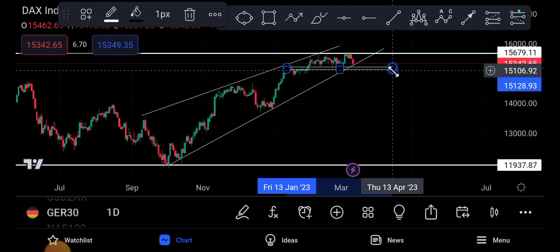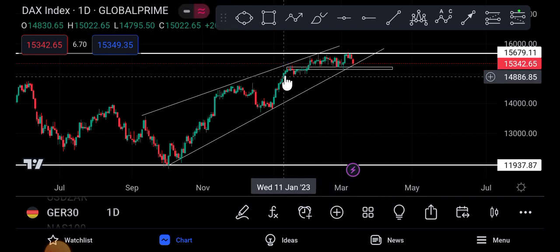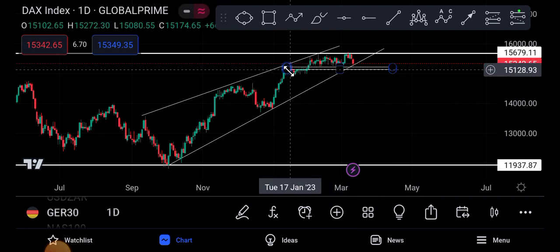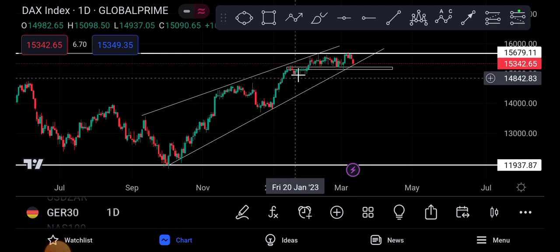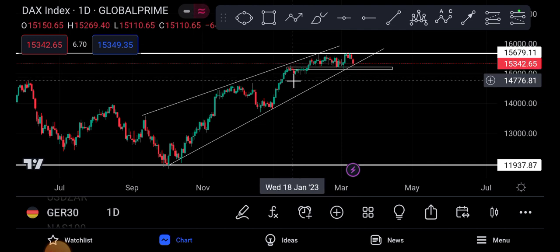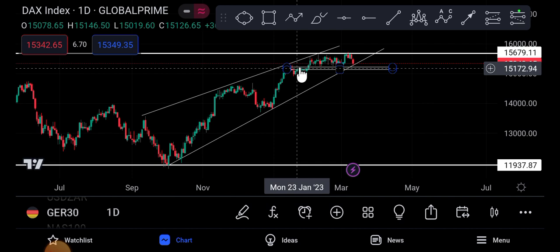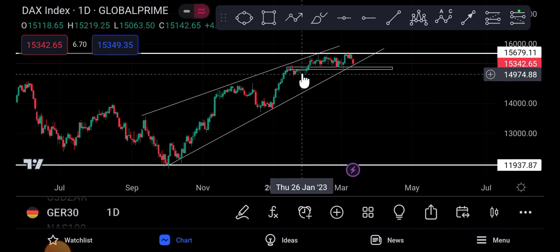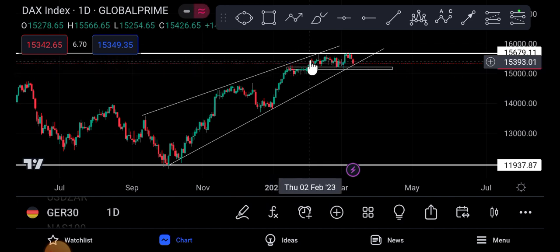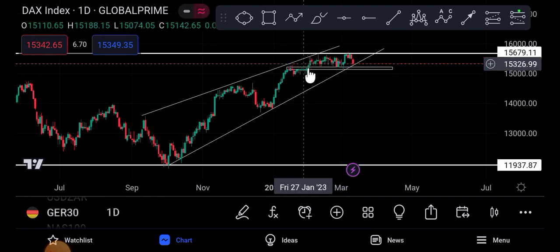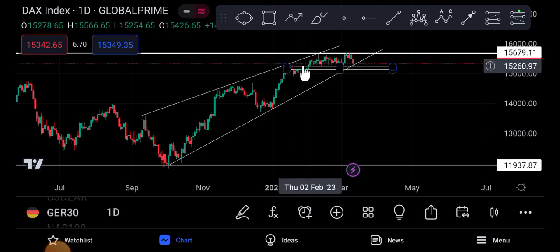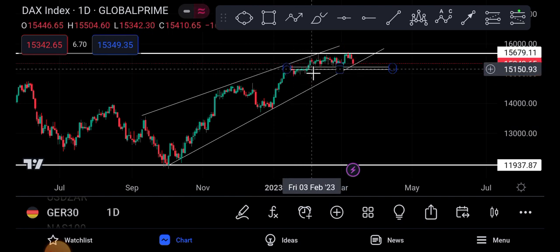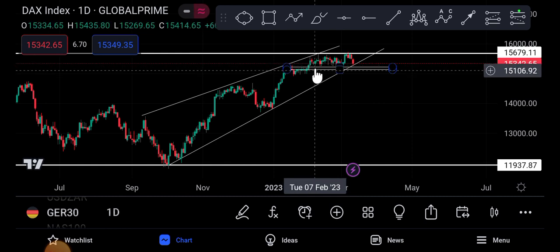You understand? So basically what happened is that we got to this level right here. We went all the way down to this, and then we came back to this area right here. We started consolidating up until we actually break out, you understand? And then we tested this trend line right here, right? And then we went back to retest on this line, this support right here.